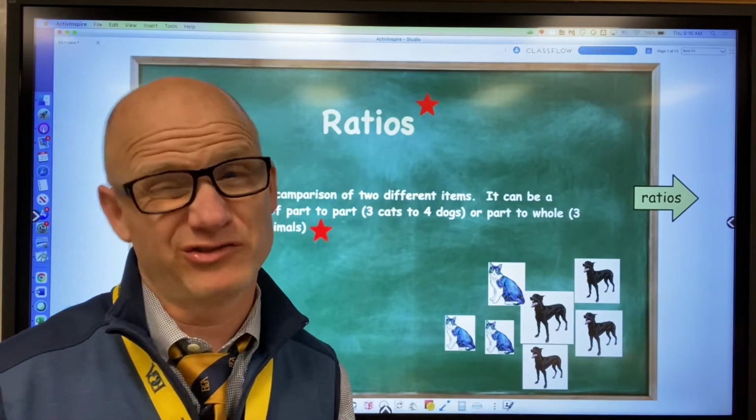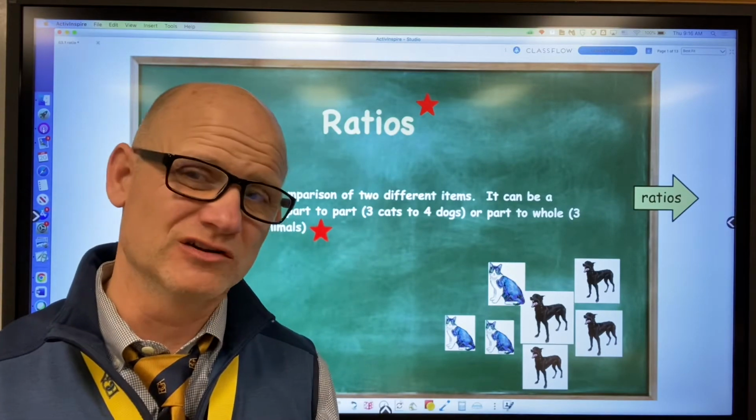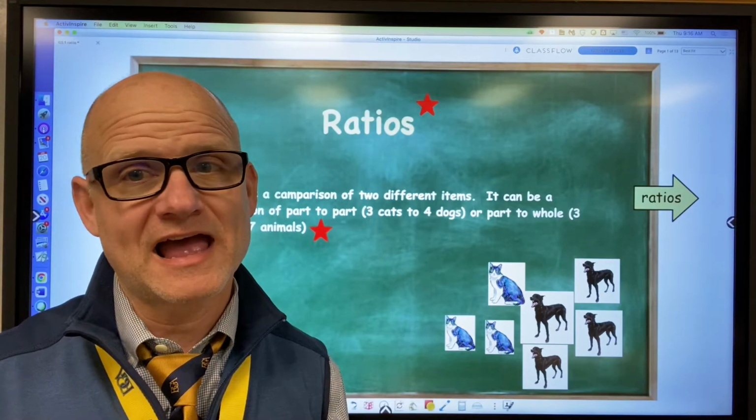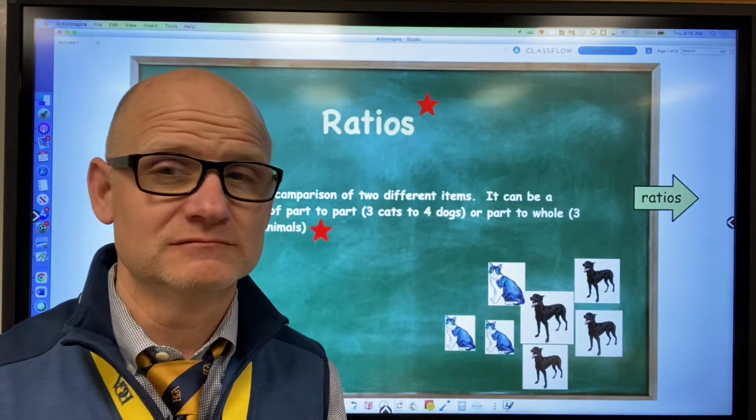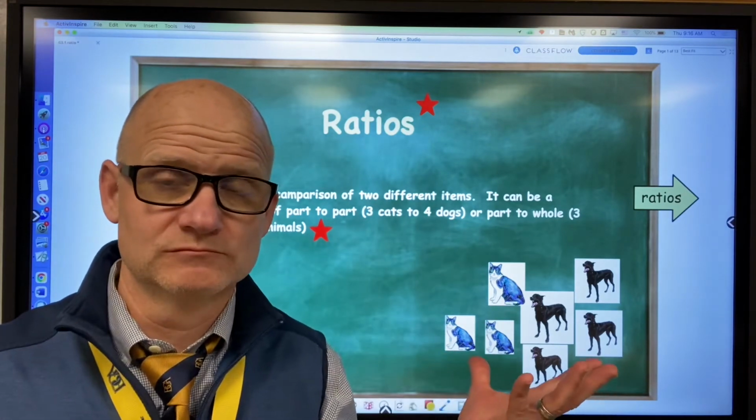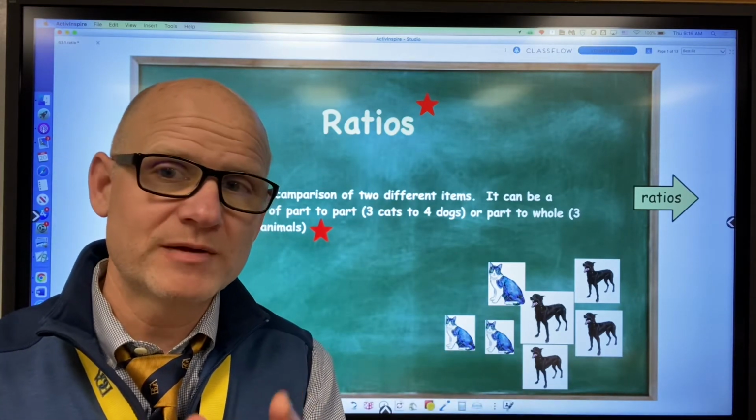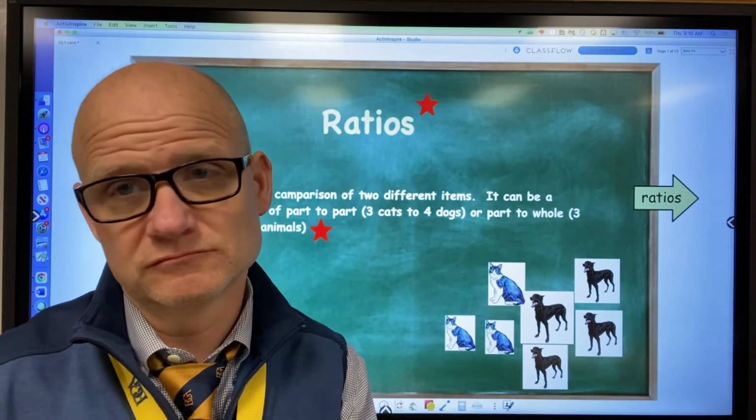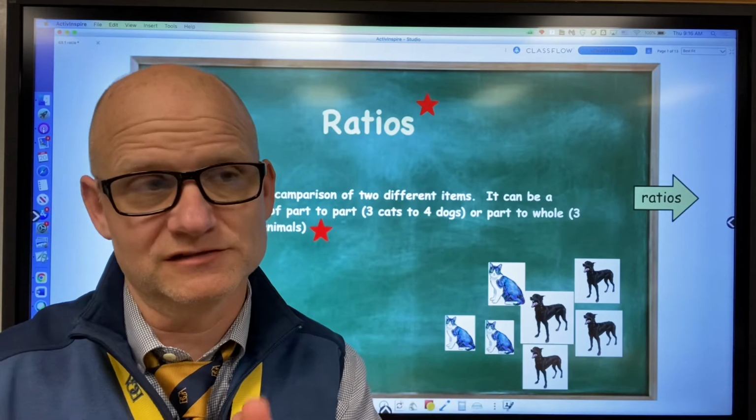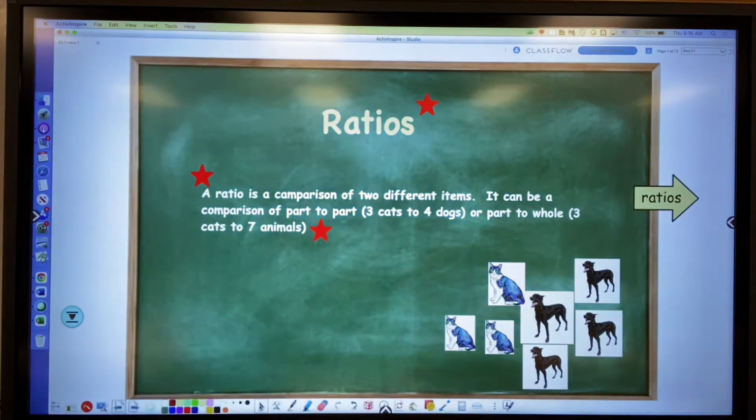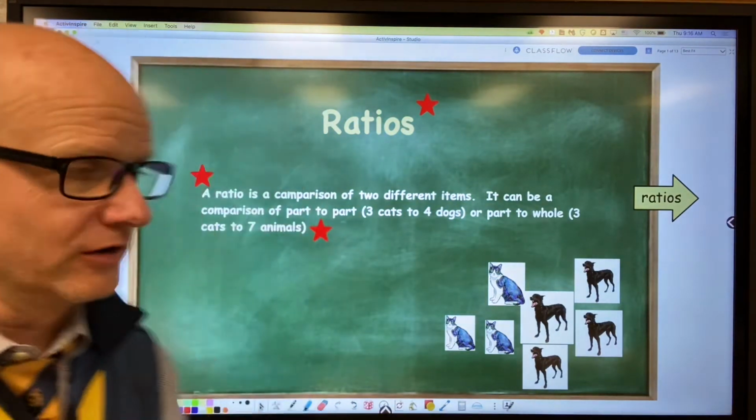You can say I have 3 to 4, 3 cats to 4 dogs. That's part to part, right? You could say I have 3 to 7, part to whole: 3 cats to 7 total animals. So a ratio is just comparing 2 different quantities, 2 different items. It could also be 3 different items. The ratio doesn't have to necessarily be just 2. As you know, anything you see stars, take notes, press pause, write that down. Got it? Good. All right, moving on.